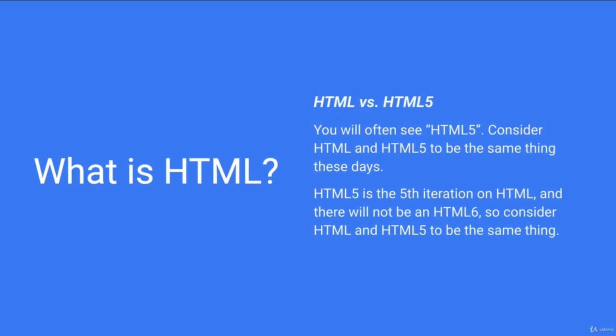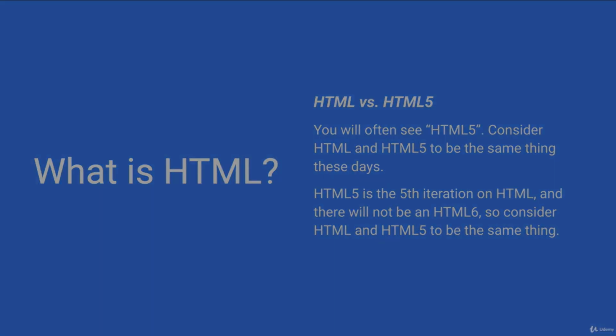Let's take a look at HTML versus HTML5. You will often see people say, learn HTML5 or HTML5 this or HTML5 that. But HTML5 is actually the last version of HTML, and it will just always be called HTML5, and eventually it'll just be called HTML. So there's no HTML6 down the road. There's no sixth iteration of HTML. So whenever you see HTML5, you can think of HTML5 and HTML as the exact same thing, and that's because they are the exact same thing.